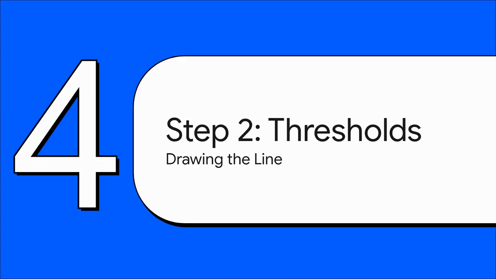Okay, so once we have our baseline, our model of what's normal, we can move on to pillar 2, defining thresholds. This is where we get to draw a line in the sand and tell our system, hey, if costs ever cross this line, that's a problem, and I need to know about it.